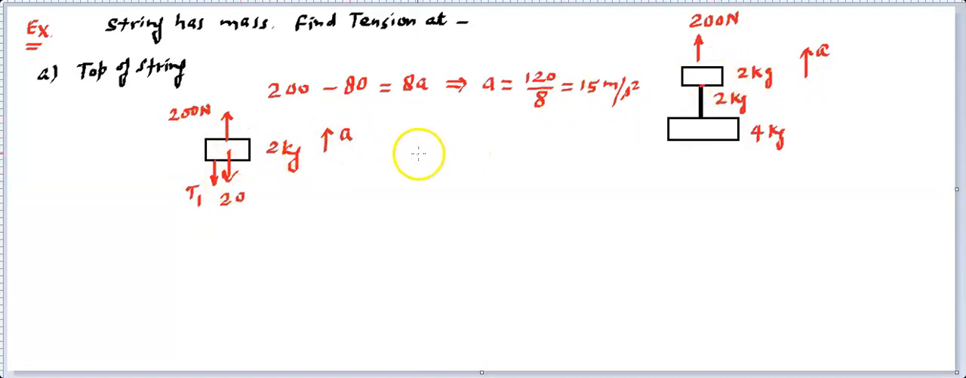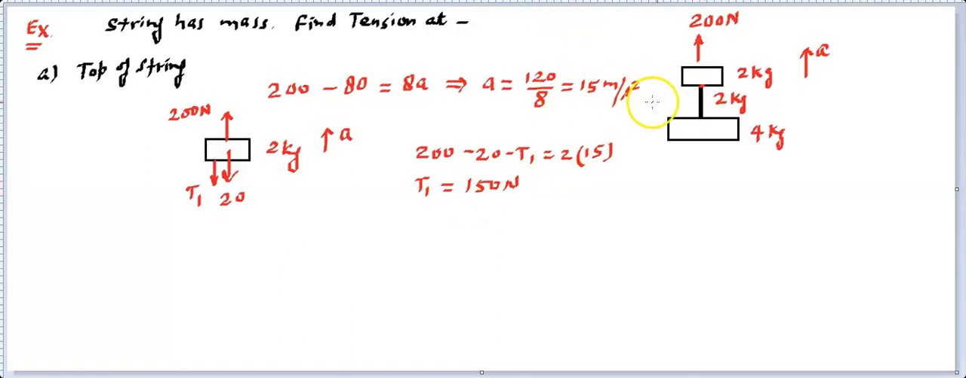Now apply the Newton equation and you will find it's going to be 200 minus 20 minus T1 is equal to m times a, which is 2a. A is 15, I'm writing directly. Total force upward is equal to ma for this block. This will give you the value of T1. So T1 is equal to 180 minus 30, so this will become 150 Newton. 150 Newton will be the tension acting at this topmost point.